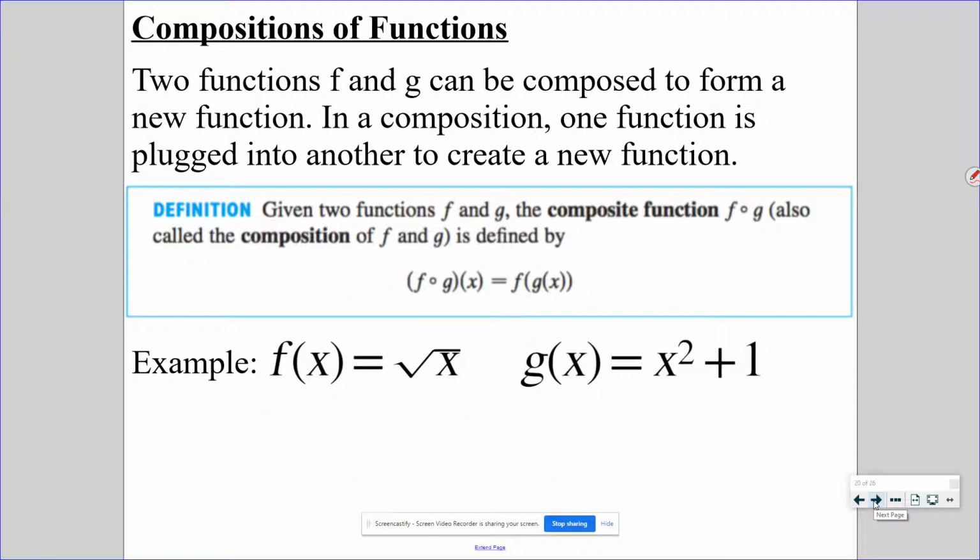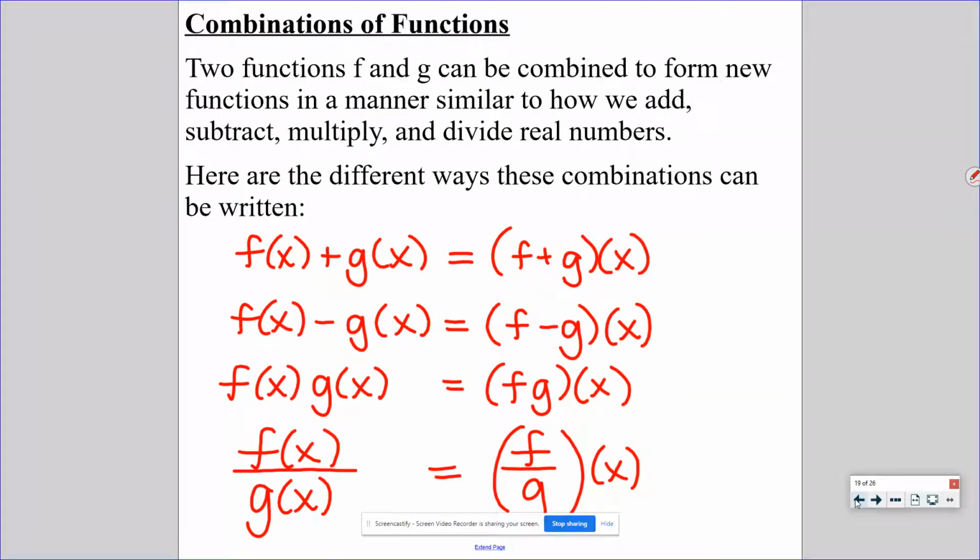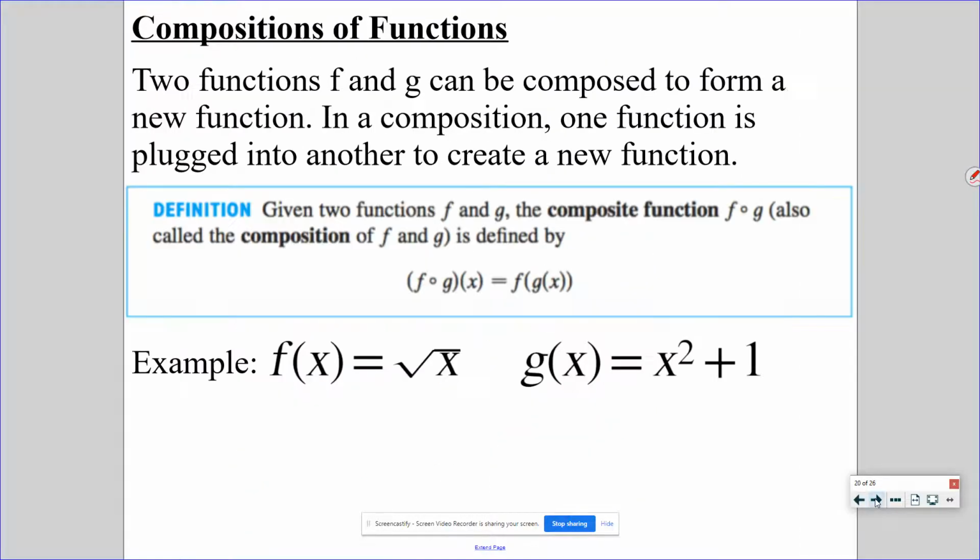All right, so when you are composing a function, it's just a way of taking one function and plugging it into another. So let me go back real quick. This would be a combination of functions, literally combining two to make something new. This is a composition. A composition is taking one and plugging it into another, not adding two together, but literally taking an equation and plugging it in to another to make something brand new.